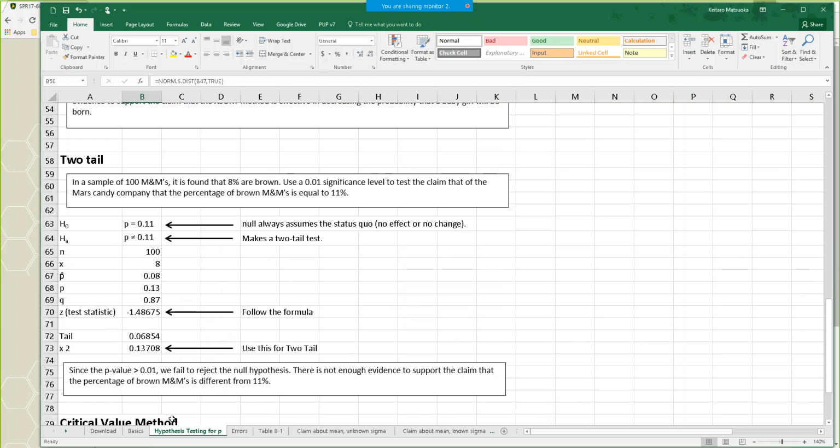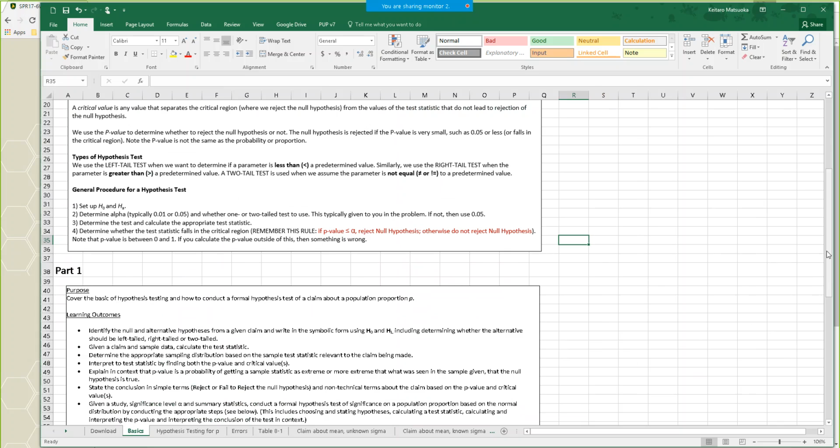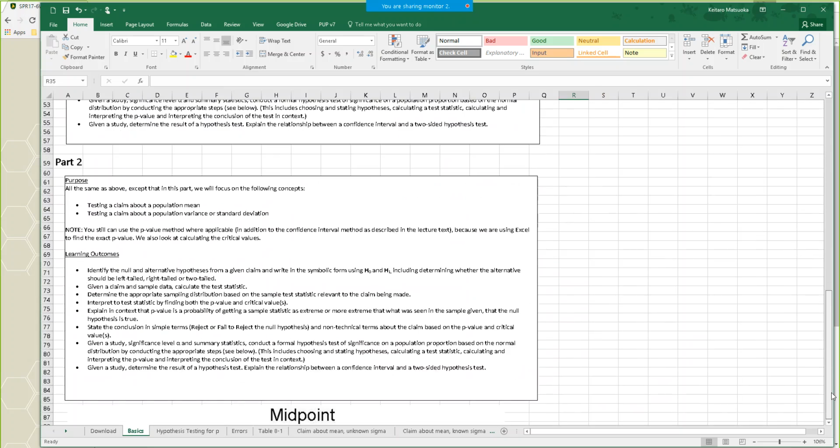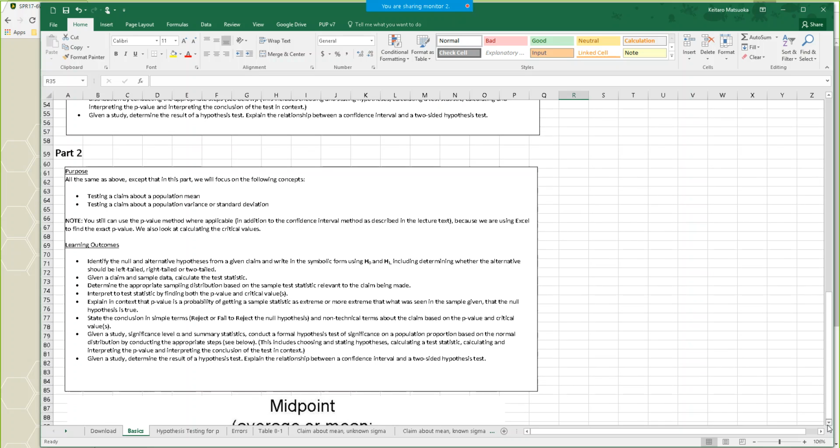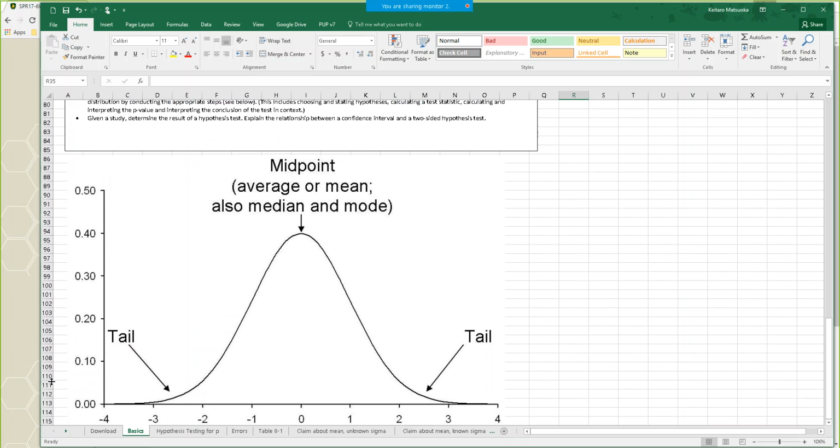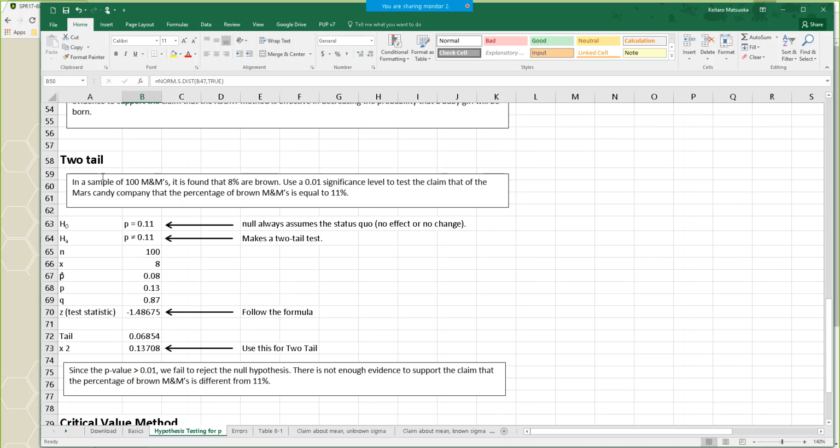Okay. It's a two tail because from the problem we cannot tell whether we're looking at the left side or right side. So to cover our bases, we're going to look at both of them, this side and this side together, two tail. That's why it's called a two tail. So let's look at the example.